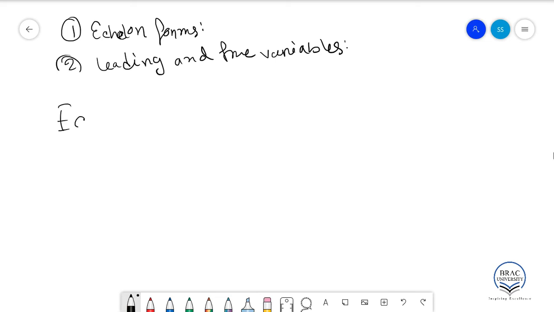So let's talk about echelon forms. Echelon forms arise when we are dealing with a linear system where the number of equations is not the same as the number of variables, and in those cases we can have these echelon forms, and in fact they are called row echelon forms.